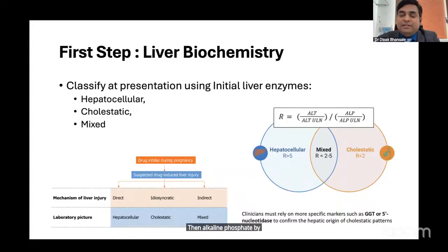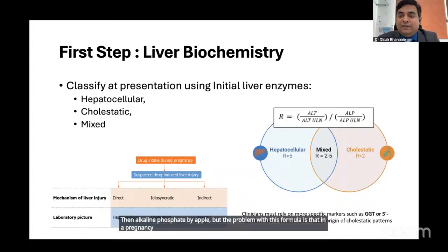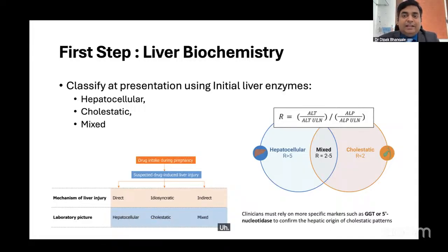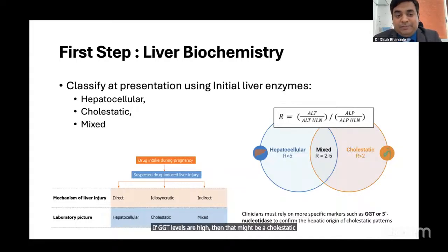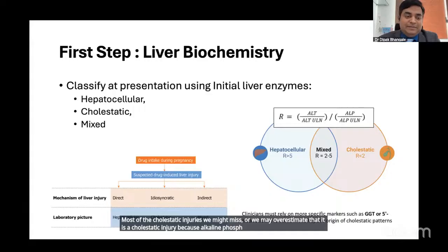But the problem with this formula is that in the third trimester of pregnancy, the alkaline phosphatase level increases because the placenta secretes alkaline phosphatase. So sometimes we need to correlate it with GGT levels. How much GGT is raised will tell us what type of injury it is. If GGT levels are high, then that might be a cholestatic type of injury. So you should be careful in calculating the R factor in pregnancy. We might miss most cholestatic injuries, or we may overestimate a cholestatic injury because alkaline phosphatase is raised in the third trimester.